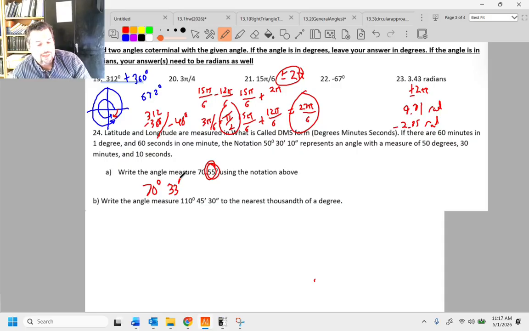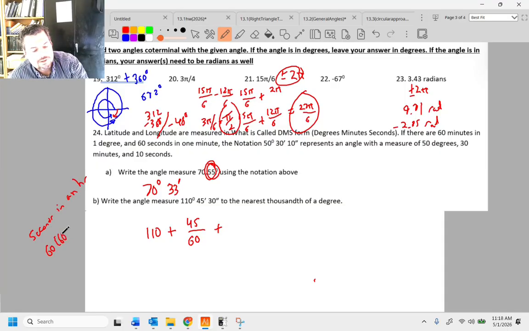All right, write the angle measure 110 degrees, 45 minutes, 30 seconds, to the thousandth of a degree. Well, they want us to convert to decimal. This is 110 plus, and there are 60 minutes in a degree. Now, how many seconds are there in an hour? Well, that'd be 60 minutes times 60 seconds, 3,600.